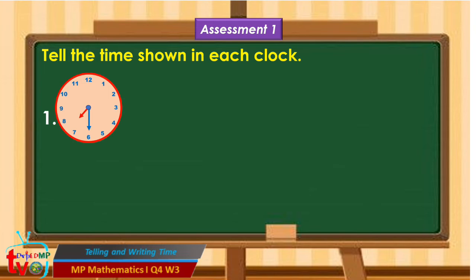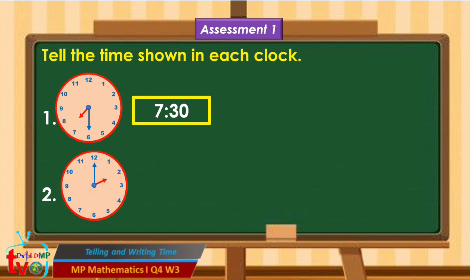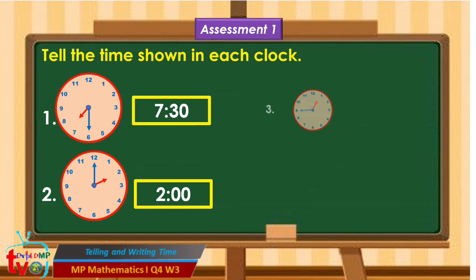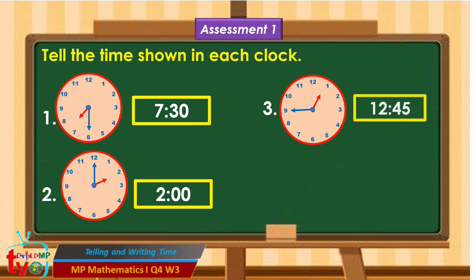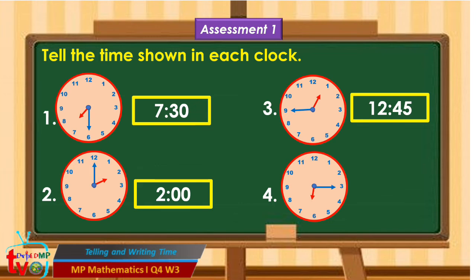Number 1. What is the time? Correct! The time is 7:30. Number 2. What is the time? You're right! The time is 2 o'clock. Number 3. What is the time? Good job! The time is 12:45. Number 4. What is the time? Excellent! The time is 6:15.